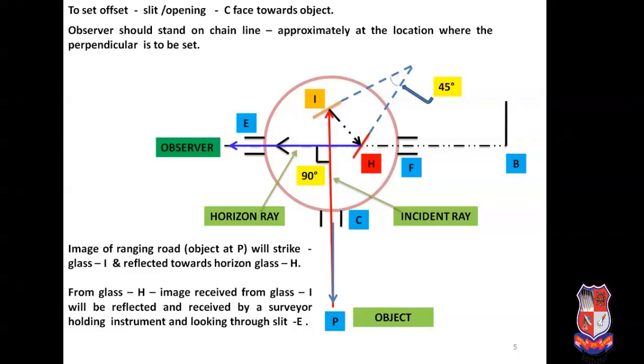The image of the ranging rod, means the object at P, will strike the index glass I, and after striking the index glass, it will be reflected towards the horizon glass H, and from the horizon glass the image received from the index glass will be reflected and received by the observer who is holding the instrument at eye level and looking through the slit E.